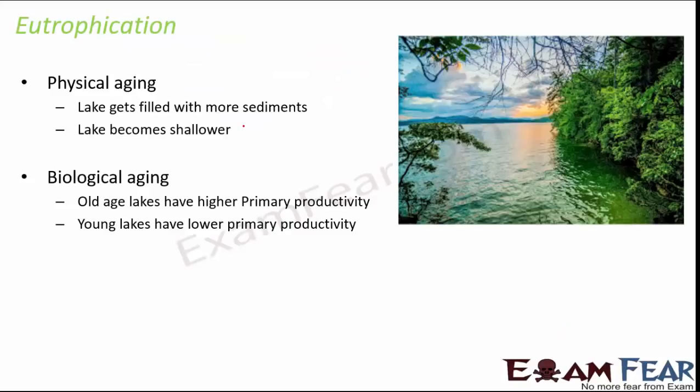Now we'll talk about eutrophication. Eutrophication is aging of lakes, like how we human beings age. Right? Similarly, lakes also age. There are two types of aging. One is physical aging, the other is biological aging.